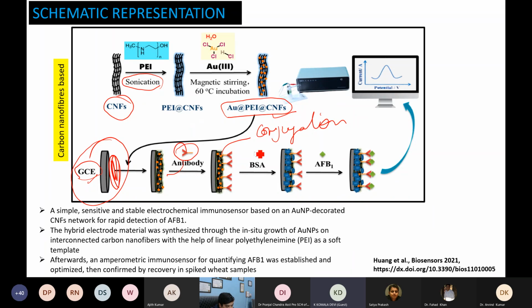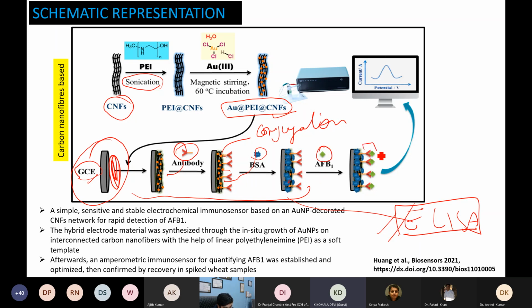Conjugation reaction. And again, you block this with BSA here. You can see the structure. If you imagine this part, it is basically comparable to ELISA. I'm sure those from a biological background know this word, ELISA. Now what you do, you put aflatoxin B1, there will be a complexation reaction, and the signal will come here.